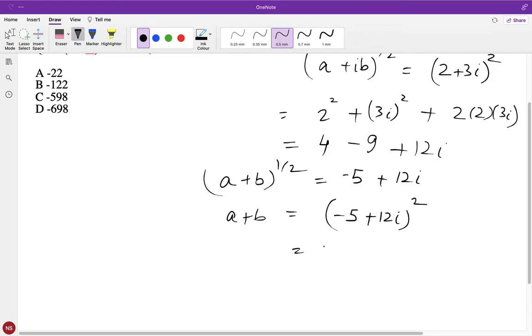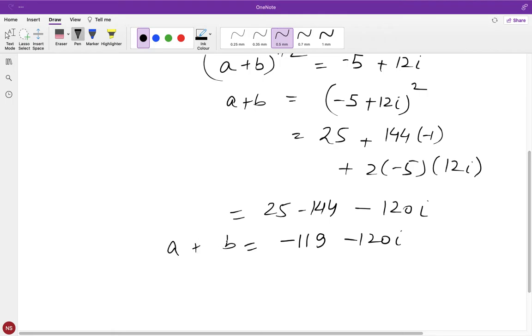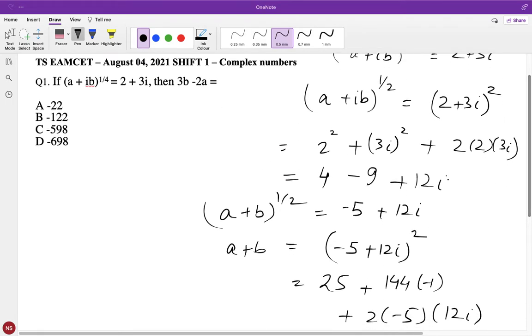So a square minus 5 square is 25, 12 square is 144, iota square is minus 1, plus 2ab, 2a is minus 5 and b is 12 iota. Okay, so this is 25 minus 144, minus 120 iota. So this is what? 119, and is that correct? 119, 124. Yeah, this is correct. Minus 120 iota. This is a plus b, I guess. No, a plus iota b. Sorry.